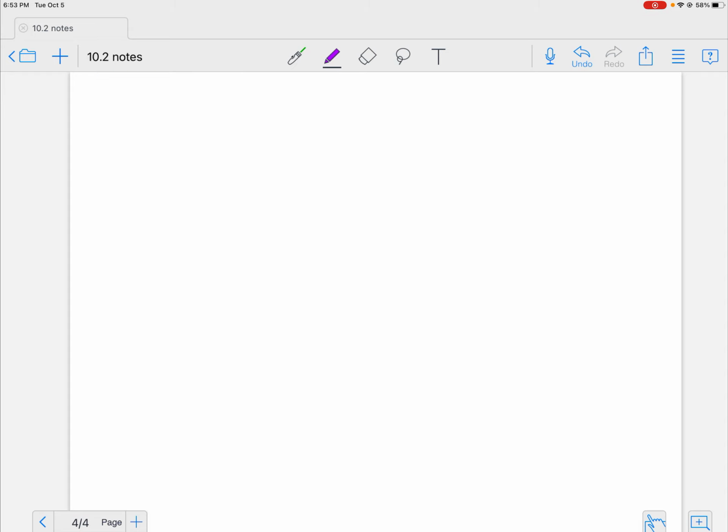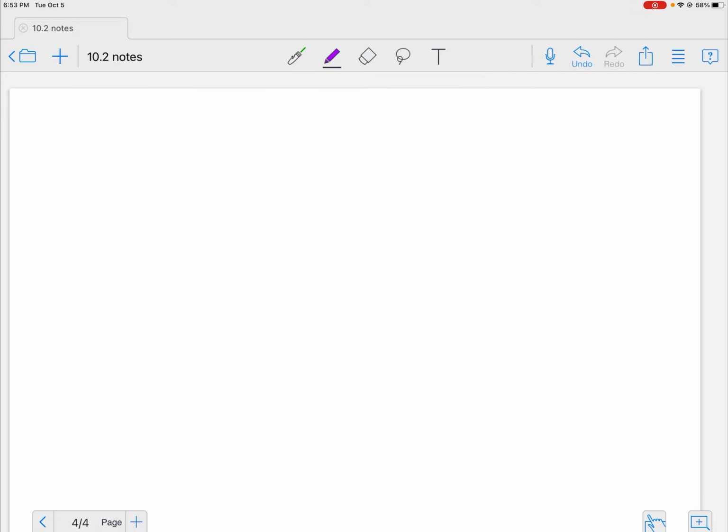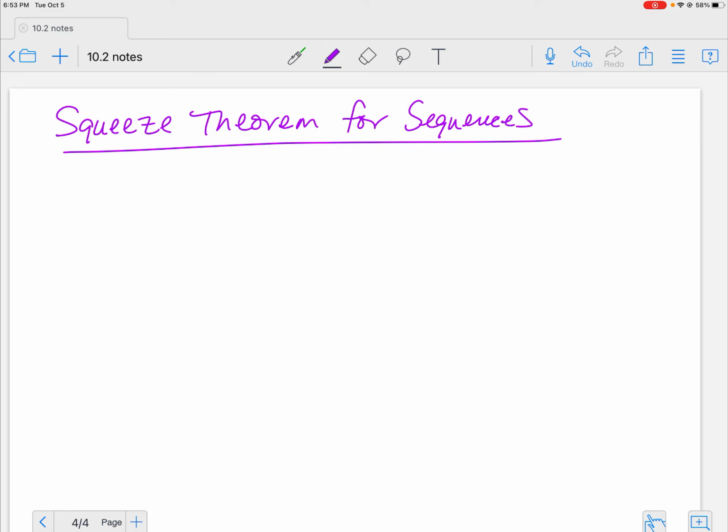So let's do another review here of Calc 1 limits. Squeeze theorem. Remember that one? Ooh, it's so good, isn't it? We're going to do the squeeze theorem for sequences. And guess what? It's the same thing. Whatever you do with limits, the same thing applies when you're talking about limits with sequences.